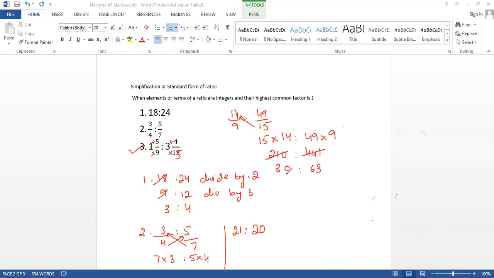Now both of them come in the table of 3. So 3 tens is 30 and 3 21s is 63. So this is the simplified form over here.